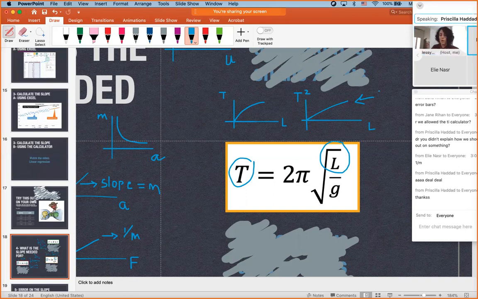Wait a moment. If we do it, I think 2 pi over g. No, 4 pi squared, because you're going to square both sides. So 4 pi squared per g.